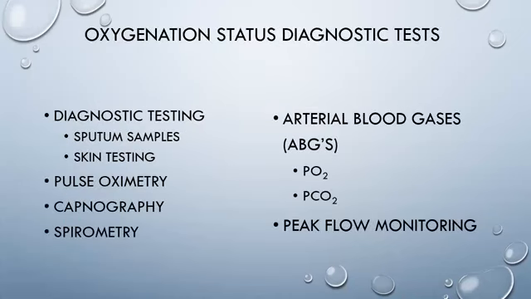Oxygen status diagnostic tests. A sputum sample. When we're talking about sputum samples, that's the material they cough up from their lungs. We take a sample, look at it microscopically, and culture it in a lab, which identifies the organisms and tests for sensitivity to different anti-infective agents so that we can get rid of whatever infection that is. Cliff notes about sputum samples and obtaining them.